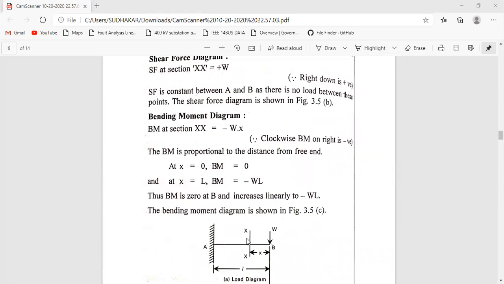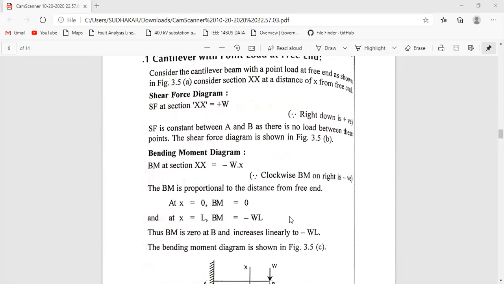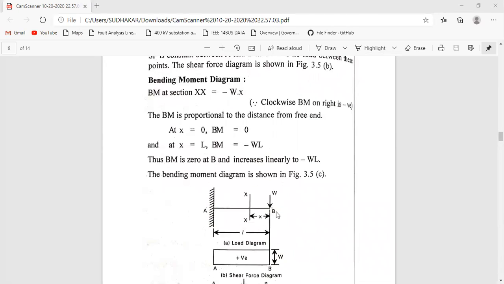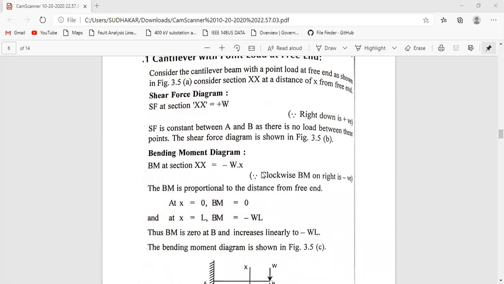For the right side of the section, all downward forces will be positive. All upward forces will be negative. So W plus W will be there. Over here, there is only one force, one shear force, that's why I'm just considering one W, and the sign convention will be positive.